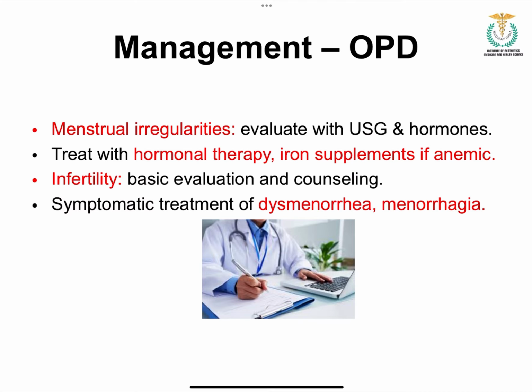In infertility cases, basic evaluation and counseling should be done on an OPD basis. And symptomatic treatment: if the patient is complaining of dysmenorrhea or menorrhagia, you can give symptomatic treatment for such conditions. All these clinical conditions are mild, so they can be managed with medications, lifestyle advice, and supplementation for necessary deficiencies. This is the way you can manage the conditions on an OPD basis.